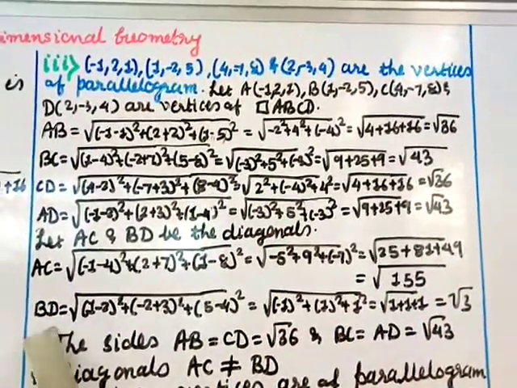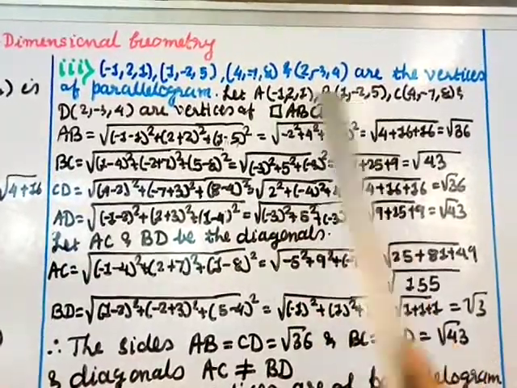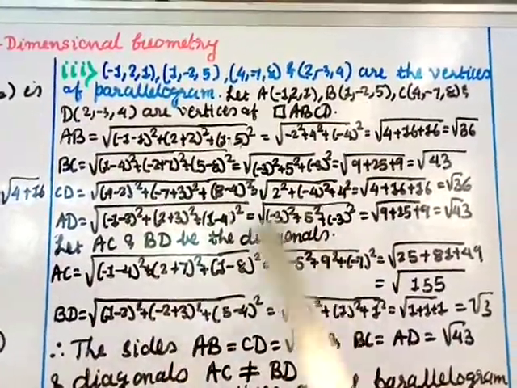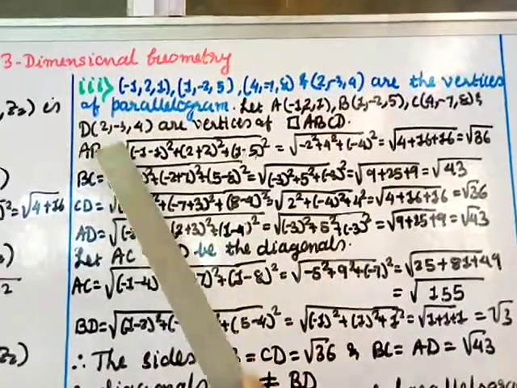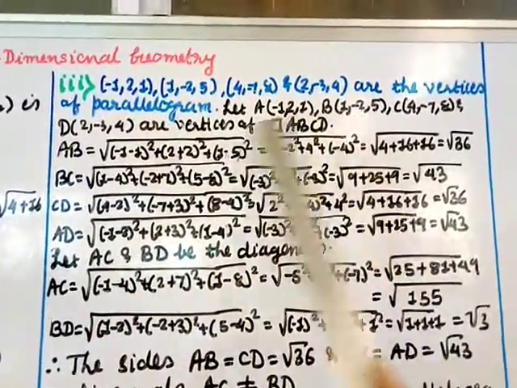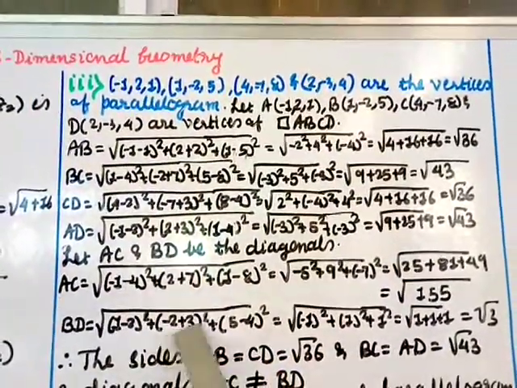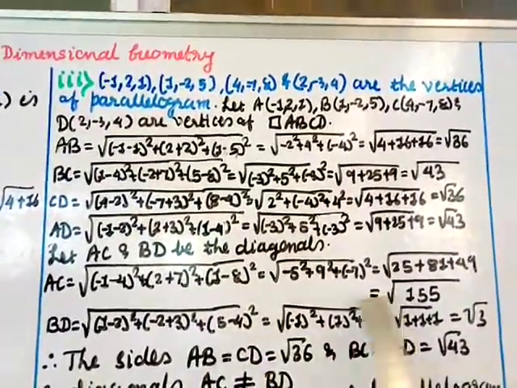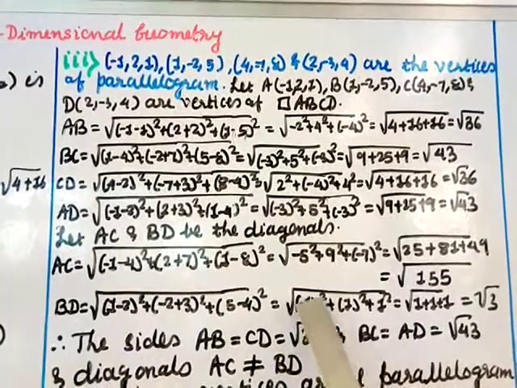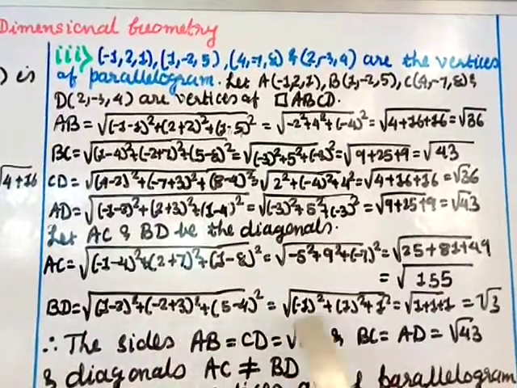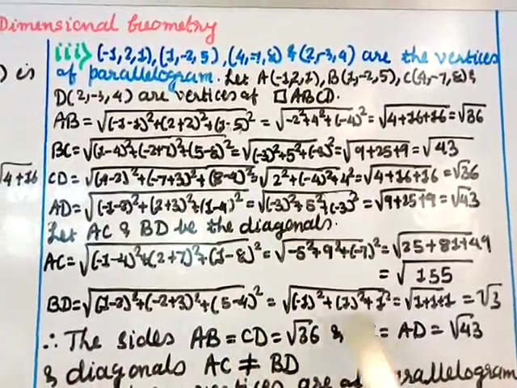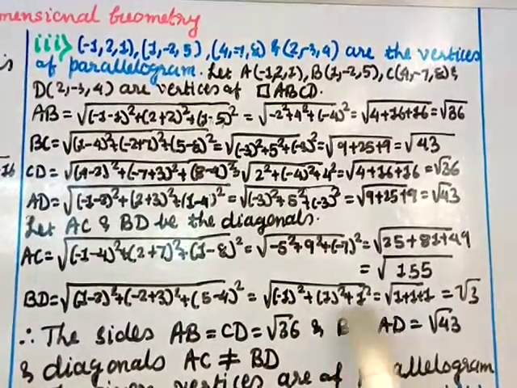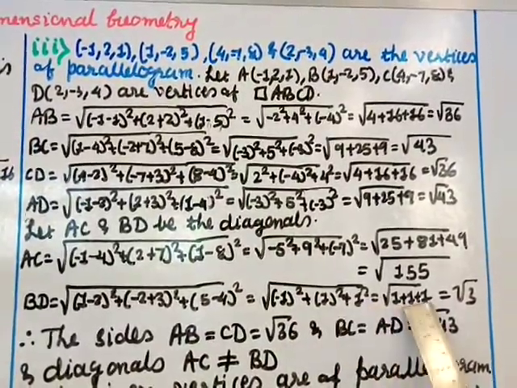Now let us find the BD diagonal. So BD, B and D, this one. So under the square root, (1 minus 2) whole square plus (minus 2 plus 3) whole square plus (5 minus 4) whole square equals, under the square root, 1 minus 2 is minus 1 square, plus minus 2 plus 3 is 1 square, plus 5 minus 4 is 1 square, equals 1 plus 1 plus 1, gives you root 3.